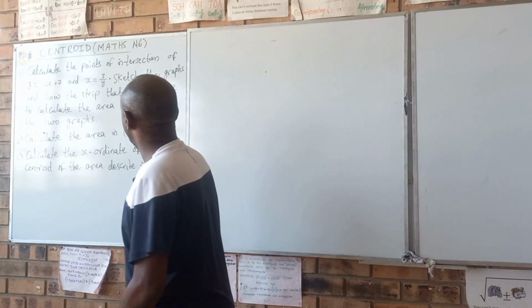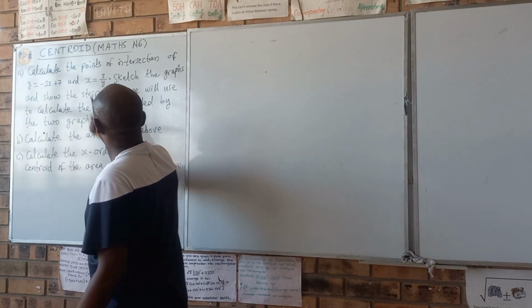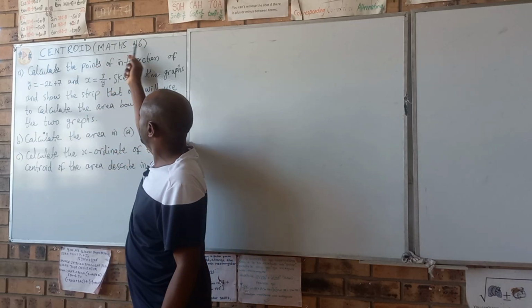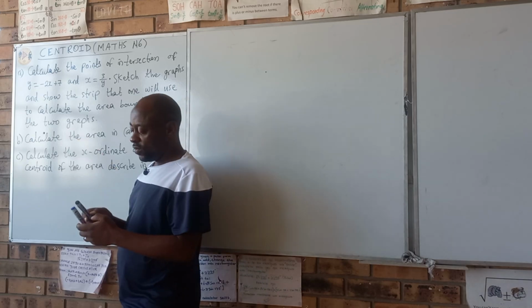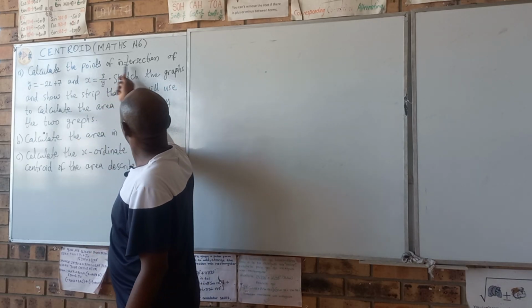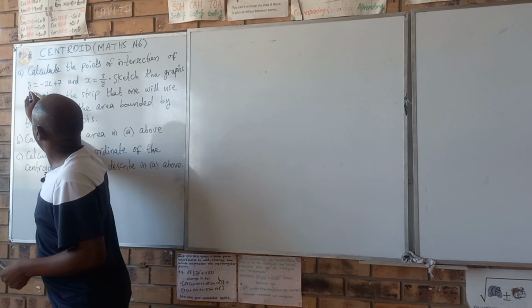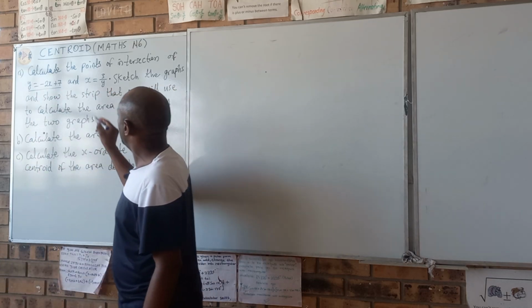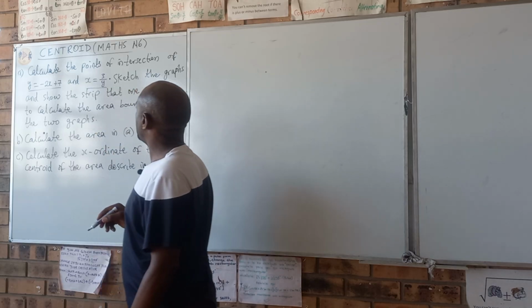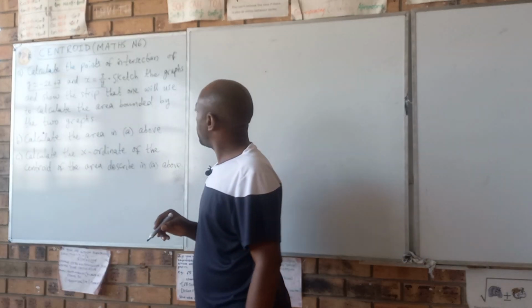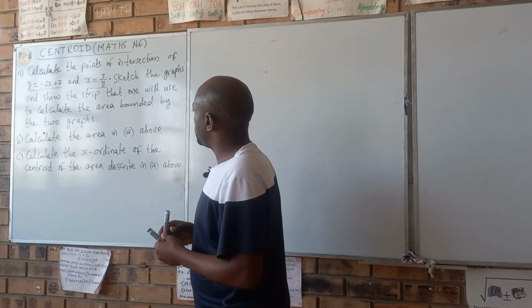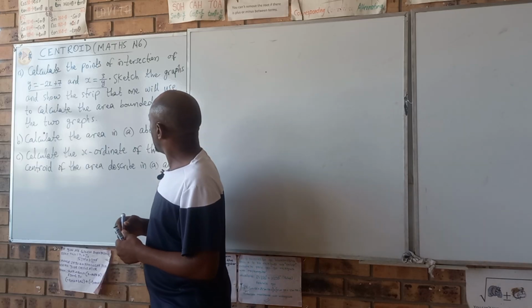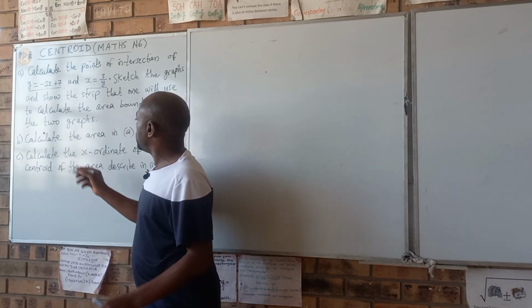Good day, everyone. We have to look at how to calculate centroid again in mathematics in 6. So in this question, we are told to calculate the point of intersection of two graphs. That's graph number 1, y equal to negative 2x plus 7. Graph number 2 is x equal to 3 over y. Then after that, we'll sketch the two graphs and show the split that one will use to calculate the area bounded by the two graphs.